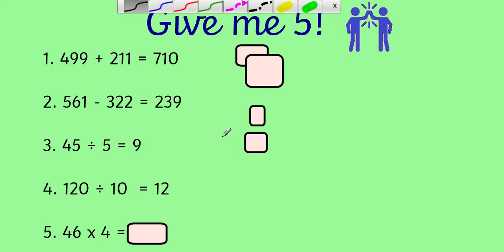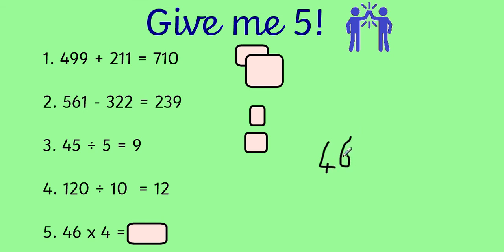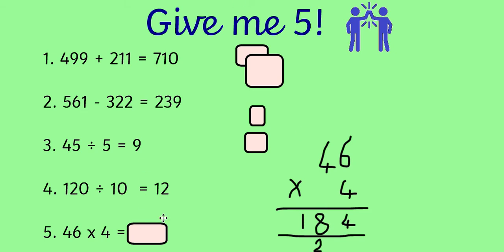And the last one then, 46 times 4, we need to do a short column multiplication for this. 46 times by 4. Okay, 4 times 6 is 24. I'm going to write my 2 down here and my 4 in the ones column in the answer box. 4 times 4 is 16, but I will need to remember to add on this 2, and 16 add 2 is 18, so I get 184. Well done if you got any of those right.